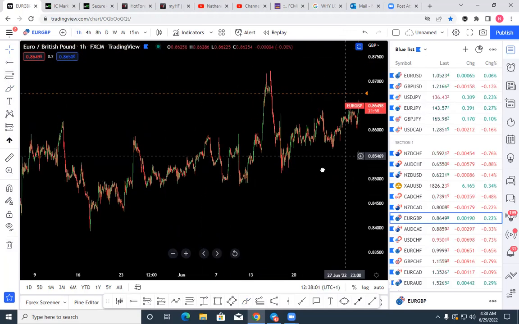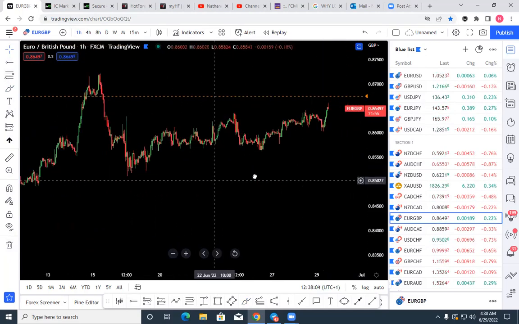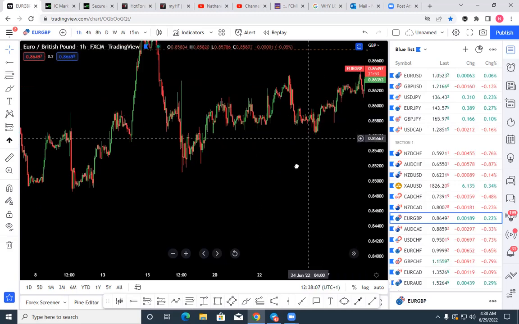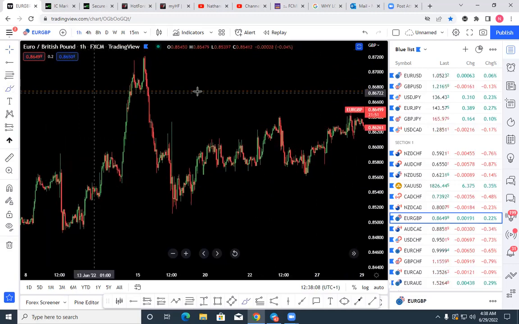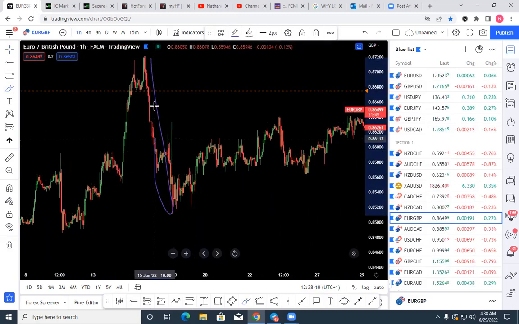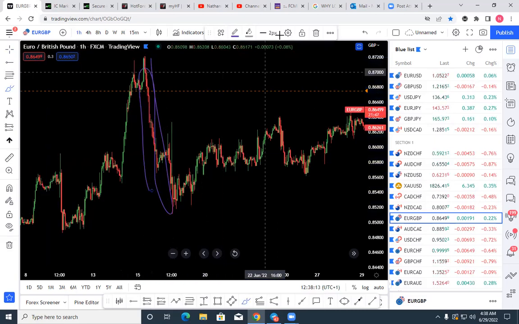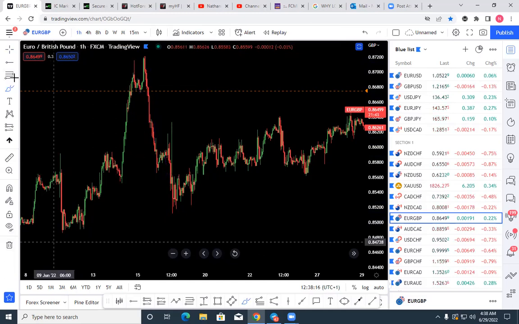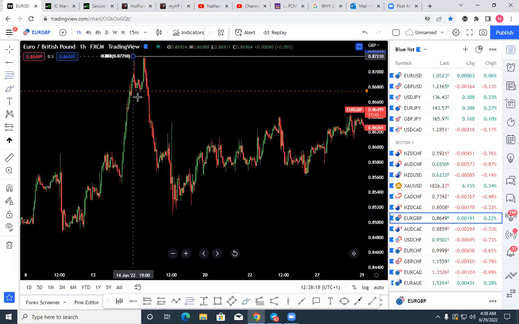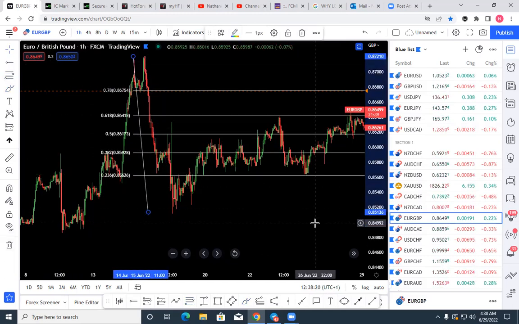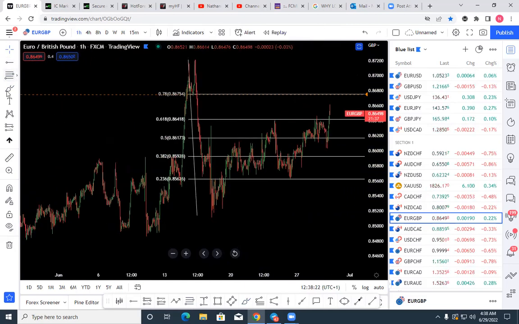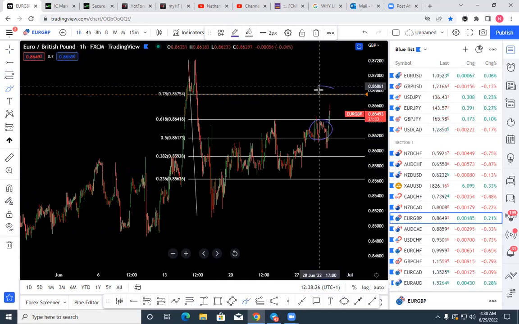Okay, once you see that pattern on daily, you must see impulse on 1 hour, and that's the impulse there on 1 hour. Can you see? That's the impulse there on 1 hour. So if you take the fib of this impulse on 1 hour, from this level to this level, so this is 50 to 61.8, and this is 78.